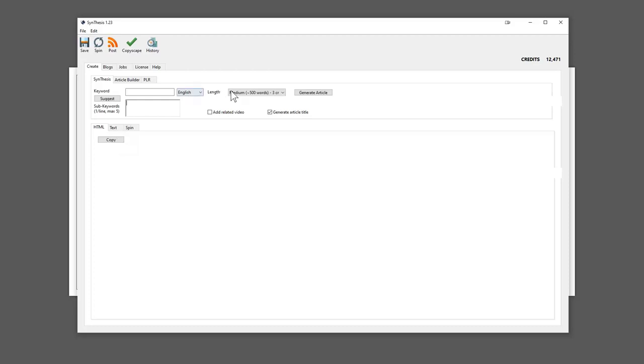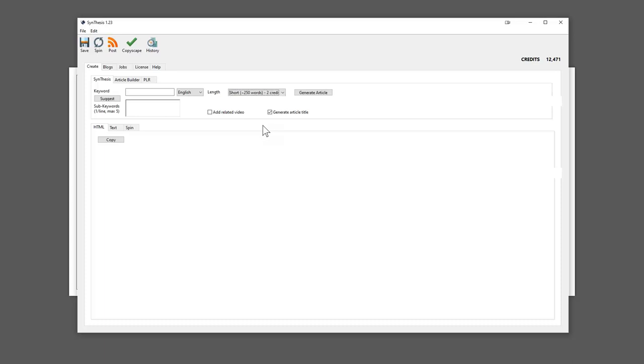Then we have the length of the article. Now, not many people go for 50 words because it's kind of a snippet, but some people do go for a short article, 250 words. So here's the first little thing to remember.